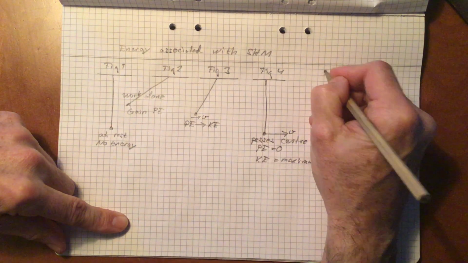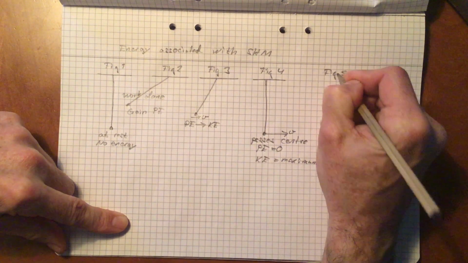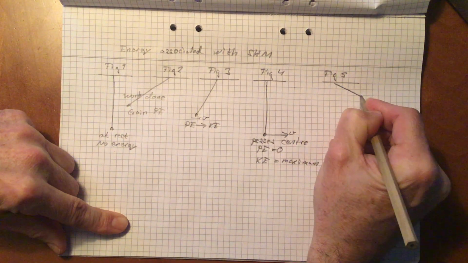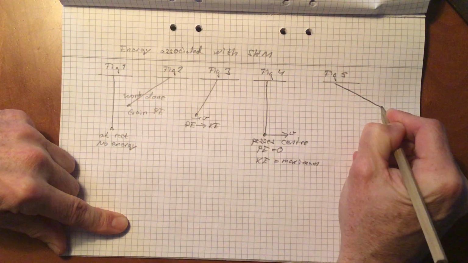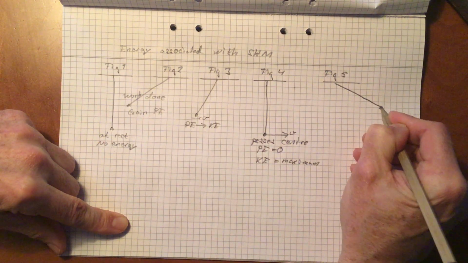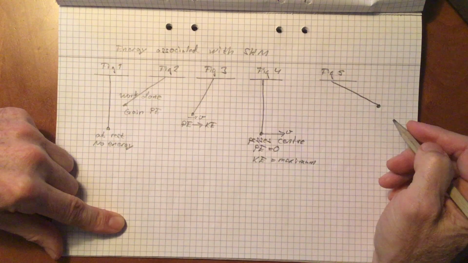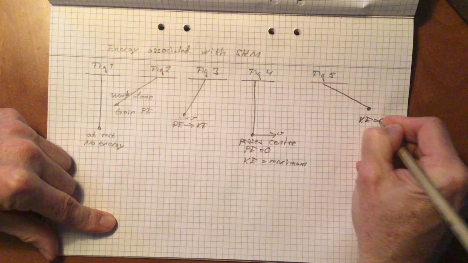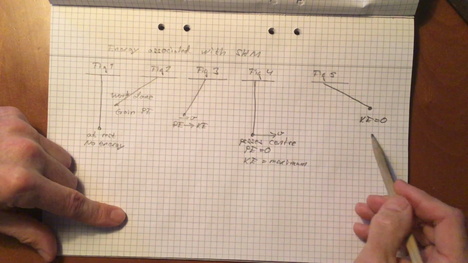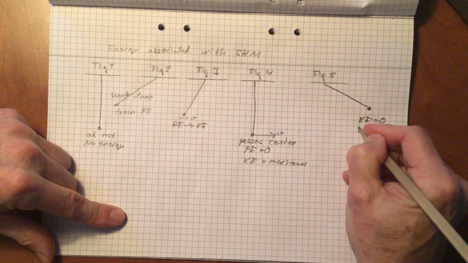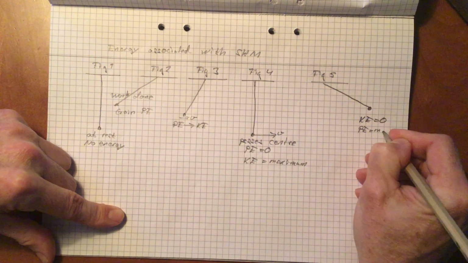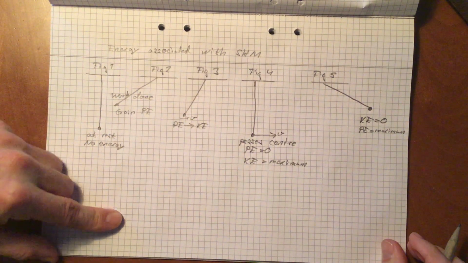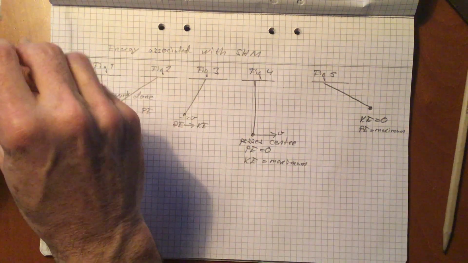And then the last figure here, it is on the right side, something like this. And here the kinetic energy is equal to 0 because it's standing still. And the potential energy is at its maximum instead. And then it repeats itself.